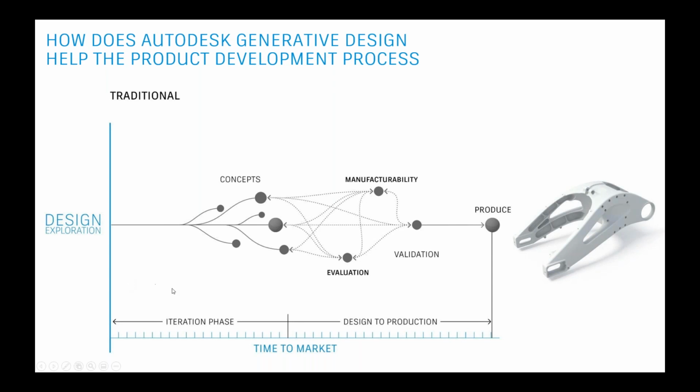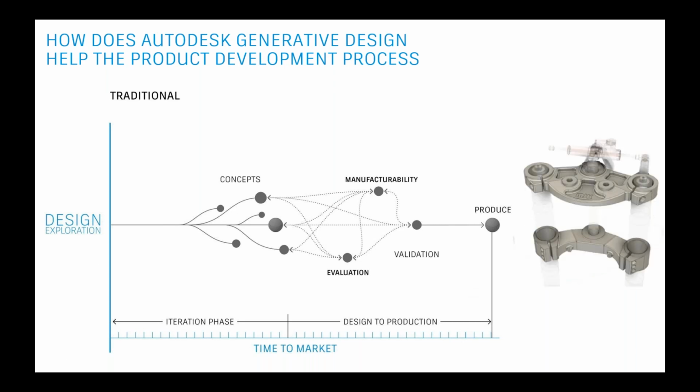So if we look at the cycle here, we might have a fairly lengthy iteration phase, and then also a reasonable amount of time that goes into the design to production until you end up with something like this motorcycle swing arm, or we're going to dive into an example of a motorcycle triple clamp, right? So in the top part here, we start with our existing design, what we want to change, and then what we end up with at the end of a traditional redesign process.